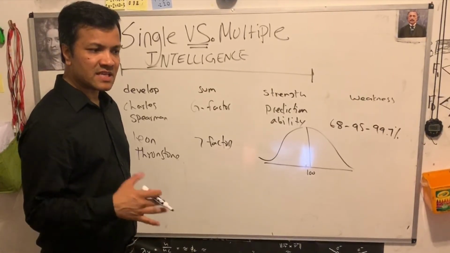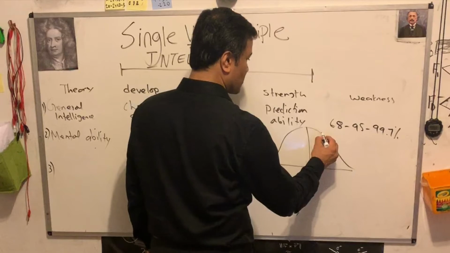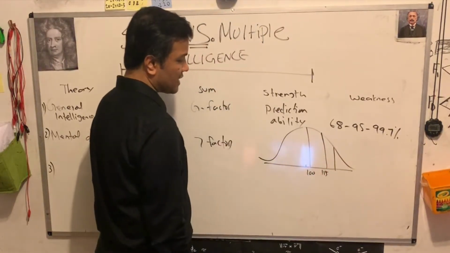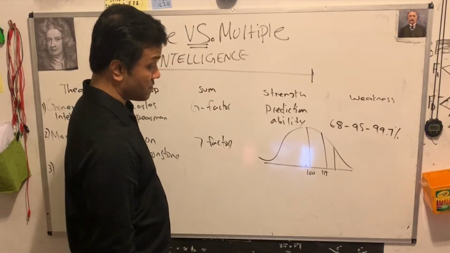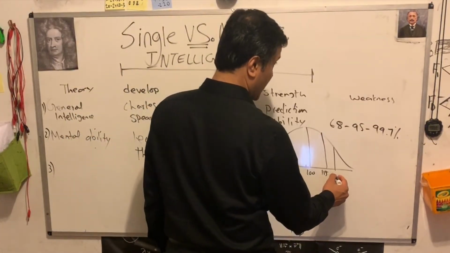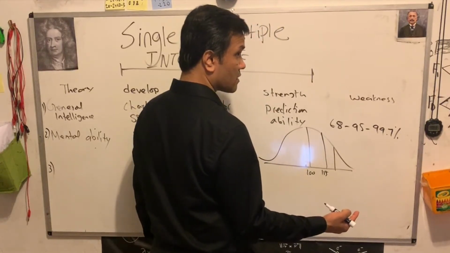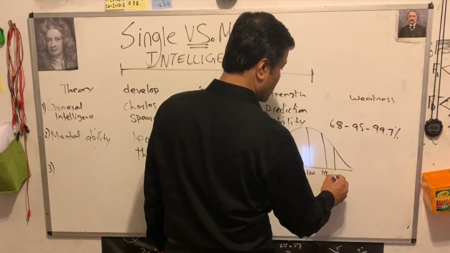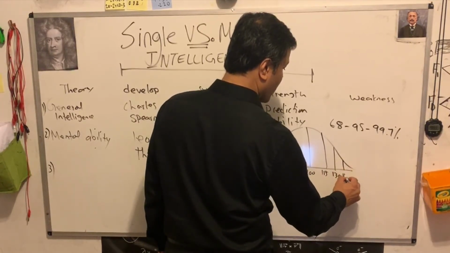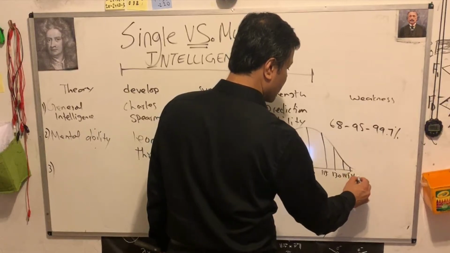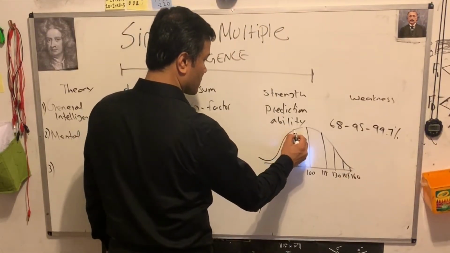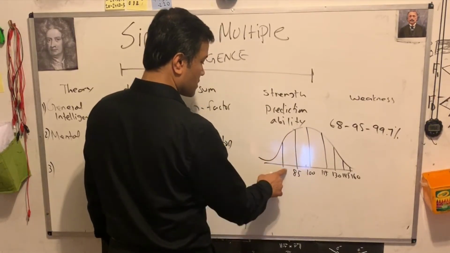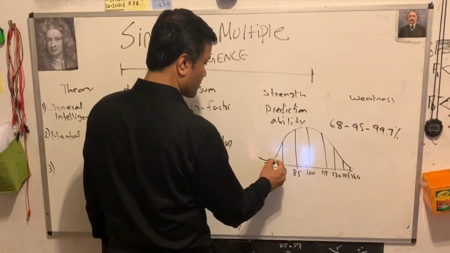I'm going to write 100, and go to the right. One standard deviation is 15 points. The next one to the right is 115, then 130, 145, and 160. To the left, 85, 70, and 55.